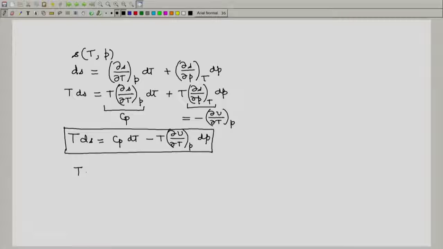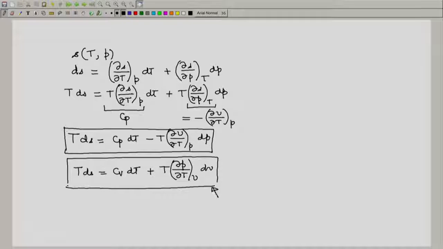The second TDS relation, I will tell you what the final relation is. That is part of exercise E02. You will have to derive it as homework. The result should be T ds is Cv dT plus T into partial of p with respect to T at constant v dv.